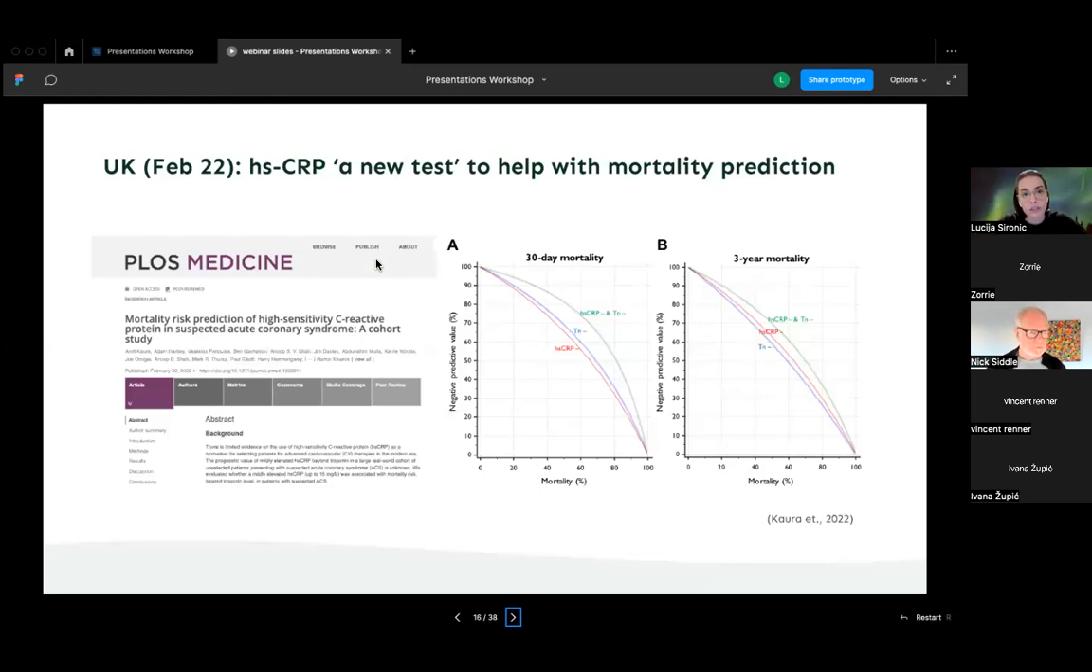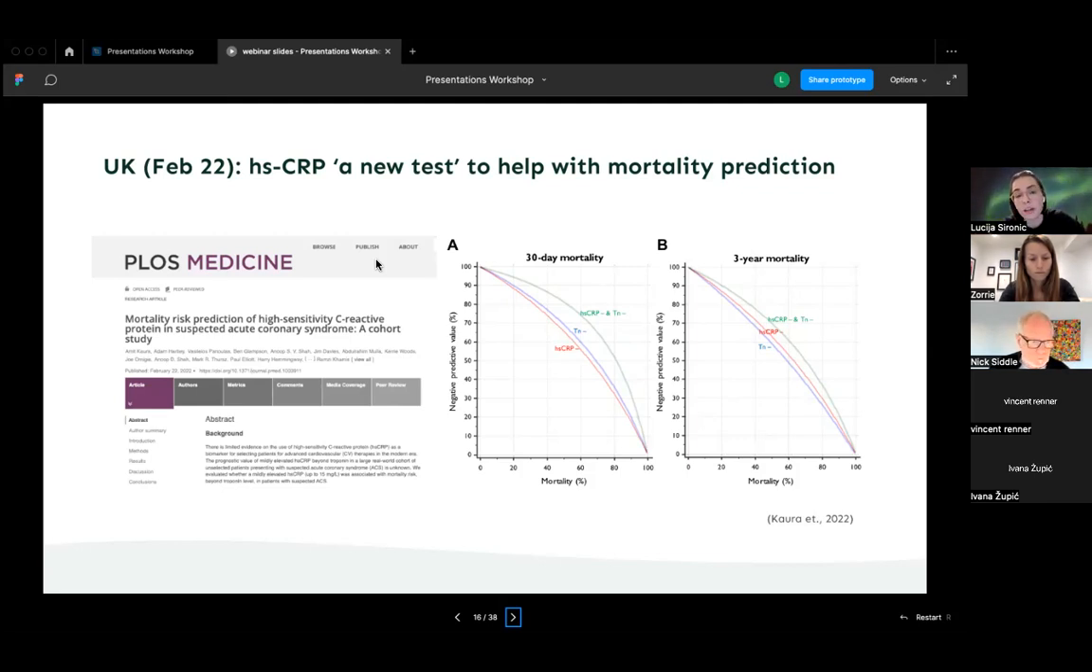And just to briefly mention that, although it has been around for a while, it's regaining its popularity nowadays. This was a study done in the UK, quite a big multi-center study, which aimed to see if high sensitivity CRP could help predict the mortality outcomes in those who were admitted to hospital with a suspected acute coronary syndrome. Normally mortality used to be predicted using the troponin marker only.